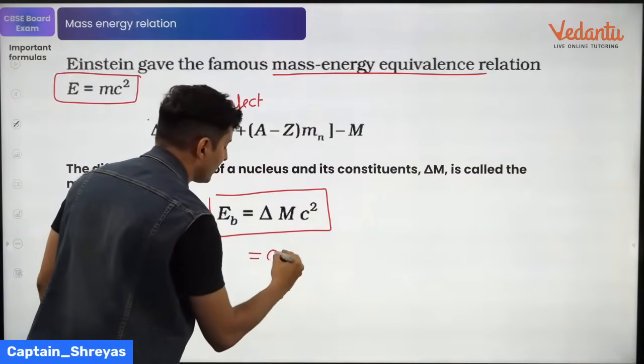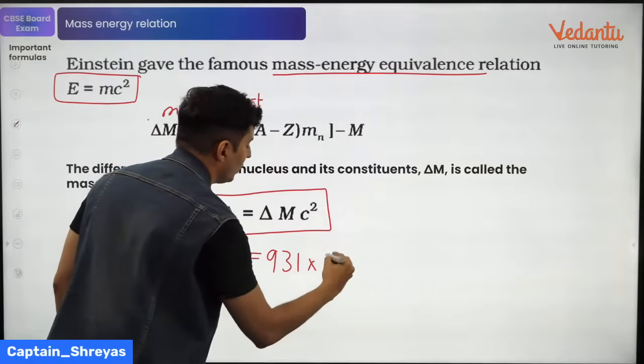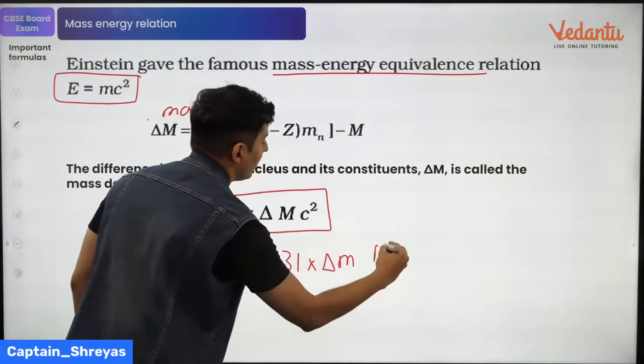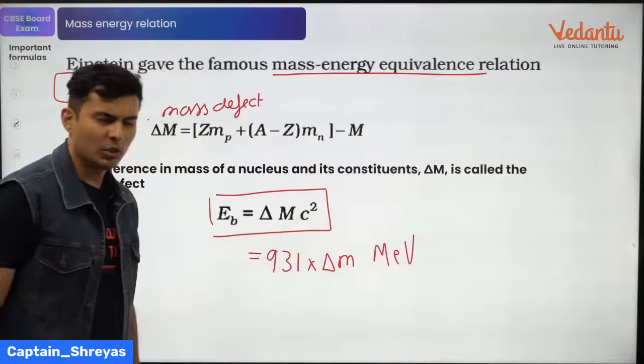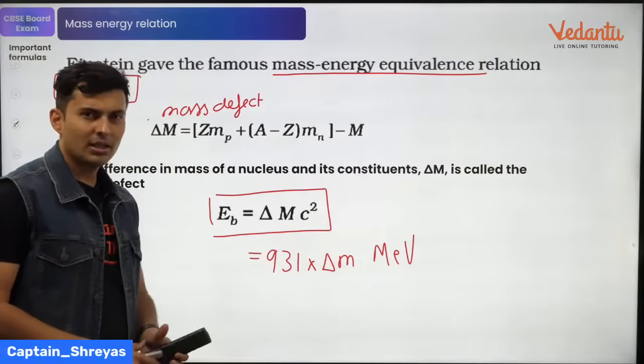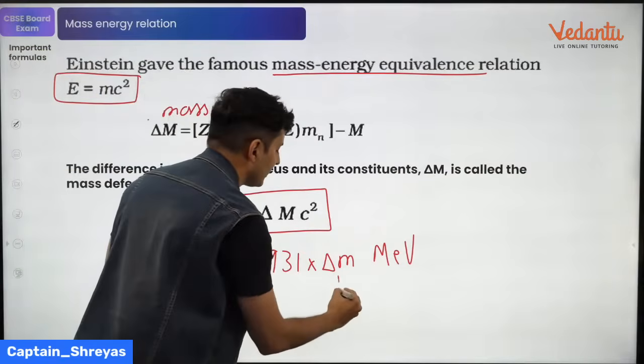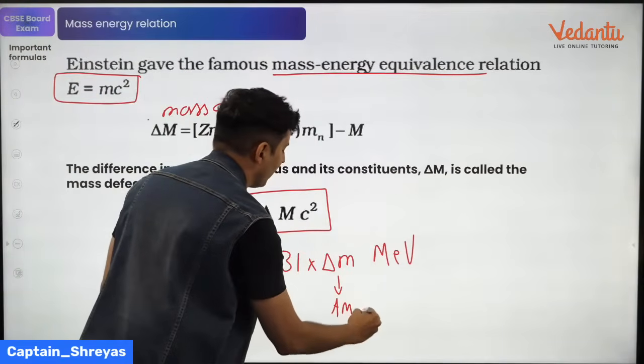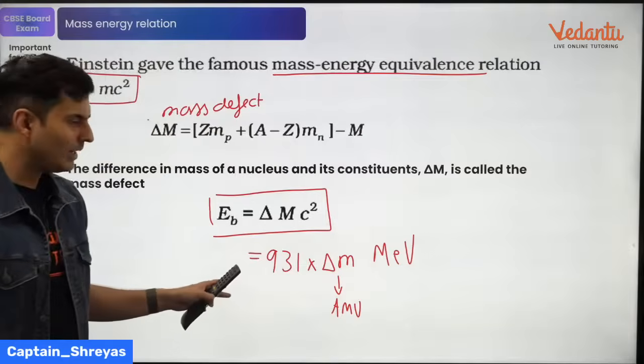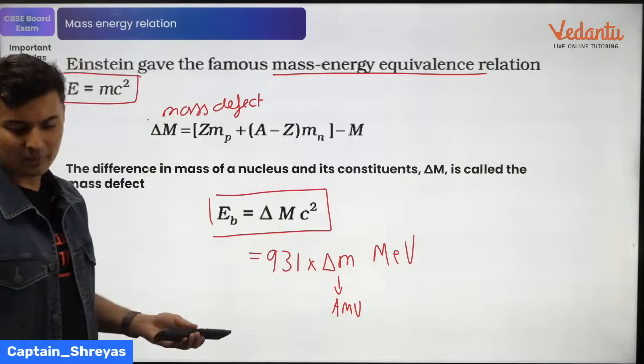And you can also write it as 931 into delta m mega electron volt. It's up to you if you want to use this or this. This will simplify your calculation. But keep this in mind: this delta m should be in atomic mass unit. Then only use this formula. Else you can use the other formula. It's up to you.